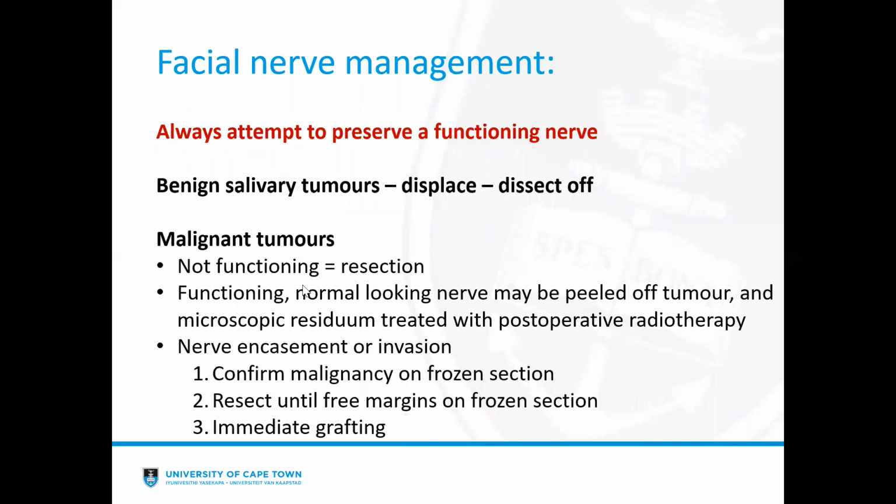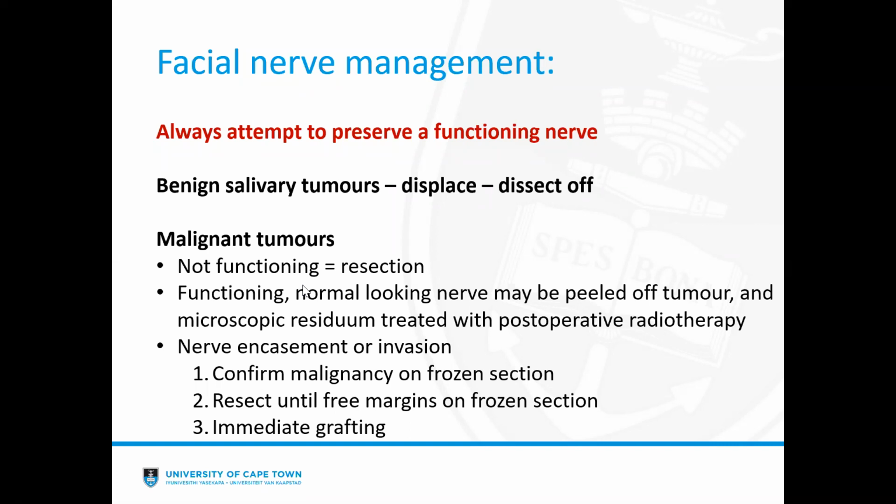In terms of managing the different clinical intraoperative scenarios encountered, firstly, to reiterate, one should always attempt to preserve the function of the nerve. If the nerve is functioning preoperatively, one should aim to maintain function postoperatively. As a general rule, benign tumors do not invade but tend to displace the nerve, and the nerve can generally be peeled off these tumors and function then maintained.